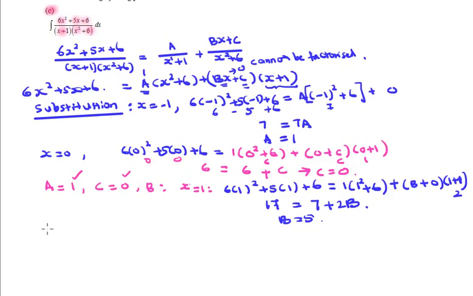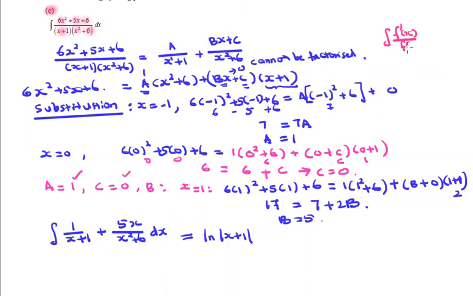Let us carry on. Substitute a as 1, divided by x plus 1, and b as 5, so 5x divided by x squared plus 6 dx. This equals the integration of 1 over x plus 1, which is ln of x plus 1. For the second integral, do you still remember the form of integral in this form? f prime x divided by f x is equal to ln modulus f x plus c.